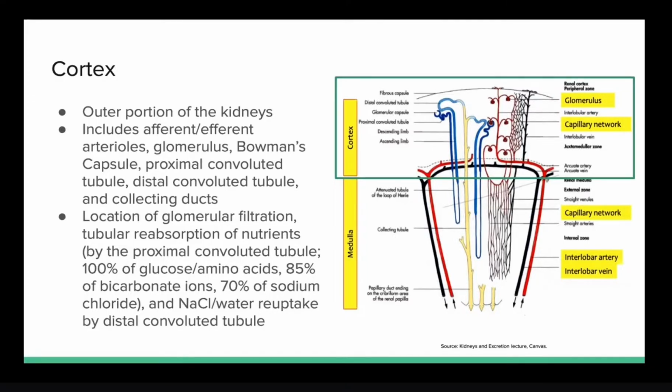tubular reabsorption of nutrients by the proximal convoluted tubule, in which it reabsorbs 100% of glucose and amino acids, 85% of bicarbonate ions, 70% of sodium chloride, NaCl, and water reuptake by the distal convoluted tubule, as well as the location of the collecting duct.